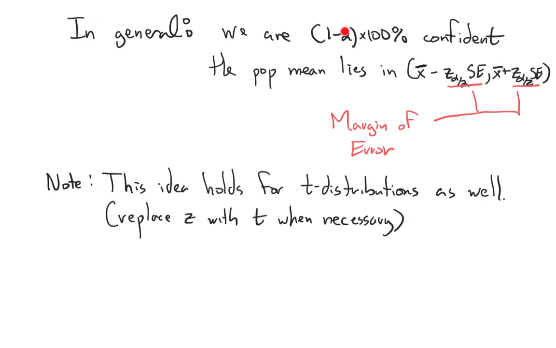Before, our error was 5%, so we were 1 minus 0.05, which is 0.95 times 100%, which is 95% confident. But if we had a different error rate, then we'd have a different confidence level. We'd have to look up a different z value here. Also, this z alpha over 2 times the standard error, we usually call that the margin of error.